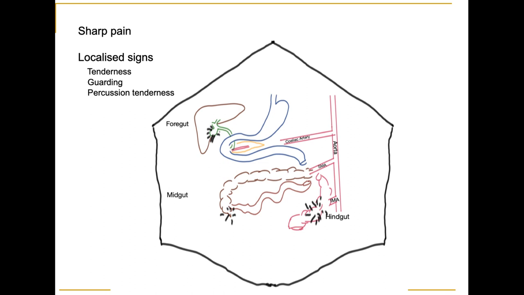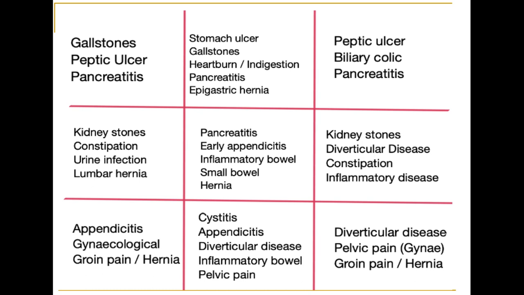There will be tenderness, guarding, percussion tenderness. Now it's important that when checking for rebound, please never just poke into the patient's belly and then pull out. That's extremely painful and it's unnecessary. Here's a list of various causes of abdominal pain according to the quadrant of the abdomen.